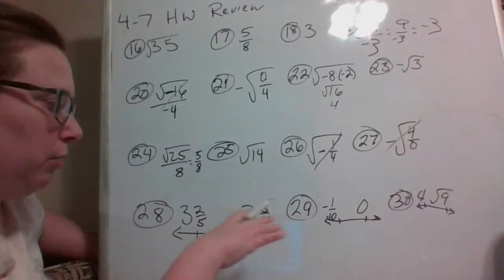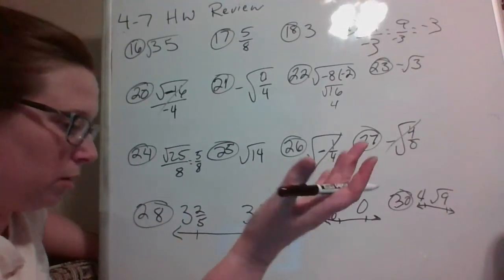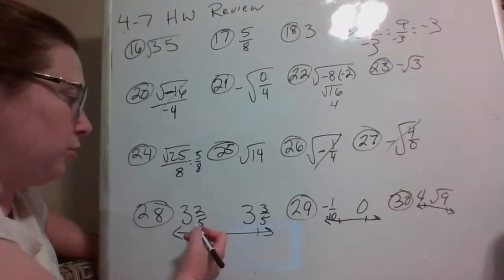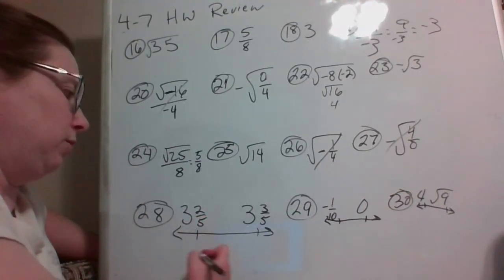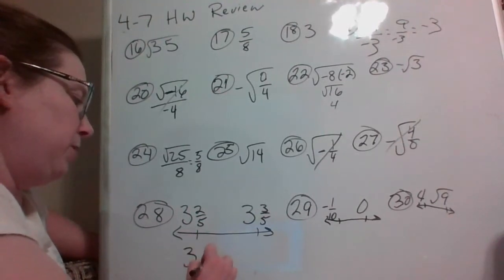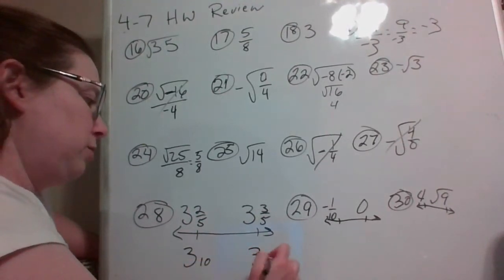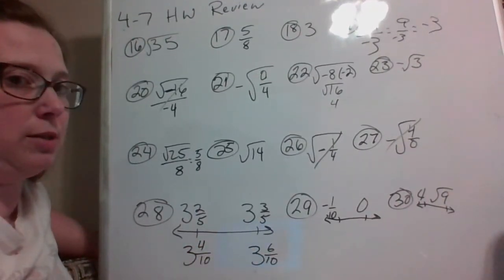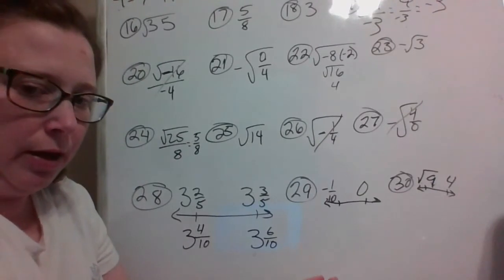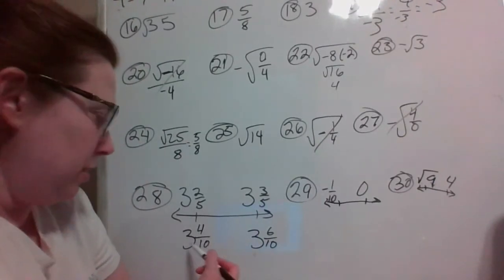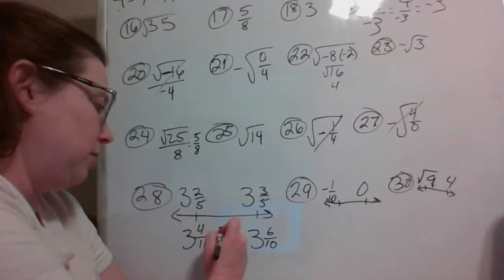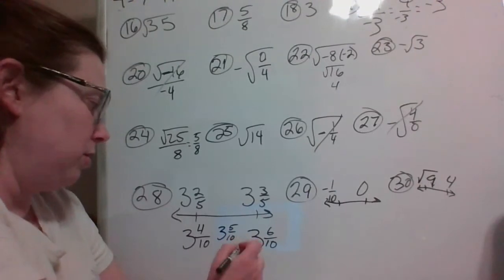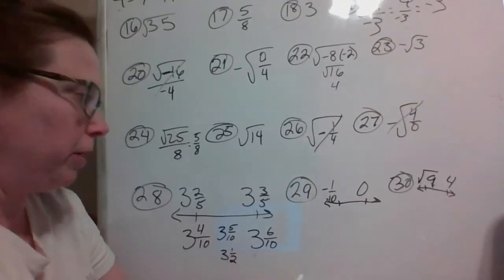28, 29, and 30, we're supposed to find one number between each pair of numbers that are given. So between 3 and 2/5 and 3 and 3/5, I'm going to actually change these to tenths. So we have 3 and 4/10. Now that I have switched these to tenths, I could say that 3 and 5/10, which is 3 and 1/2, is between our two fractions we were given.